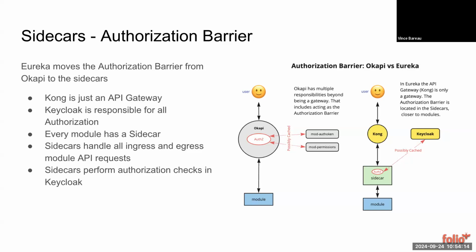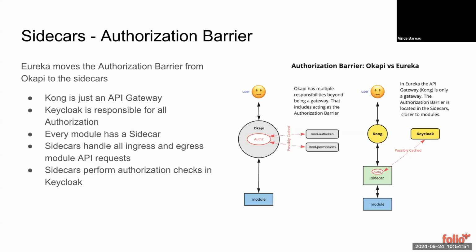In the new Eureka model, we sort of split apart the responsibilities, right? We have single responsibility components. So we have Kong as a gateway, we have Keycloak for authorization, and we have the sidecar, which is essentially the barrier, the authorization barrier. So then the call comes into Kong, which is just an API gateway, gets routed to the sidecar, and the sidecar talks with Keycloak, may have cached that information as part of its deployment or a message it's received, and it makes the calls, it proxies it to the module.